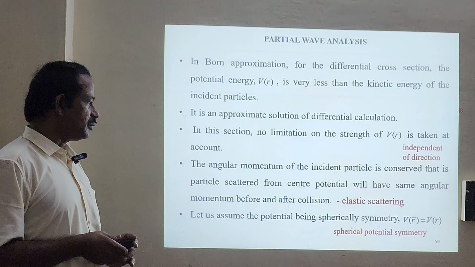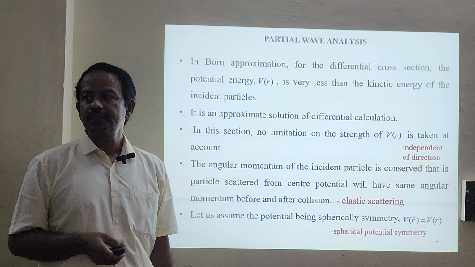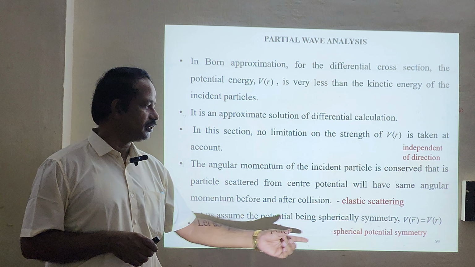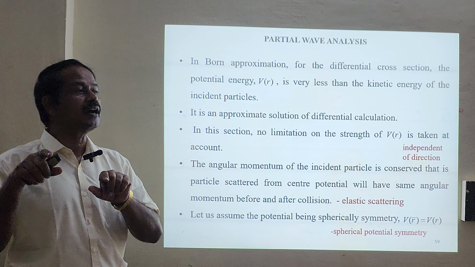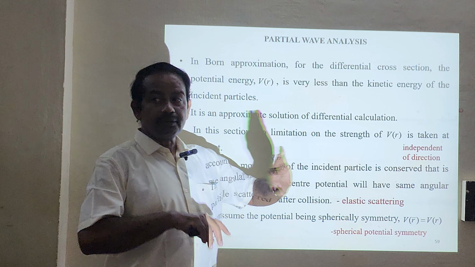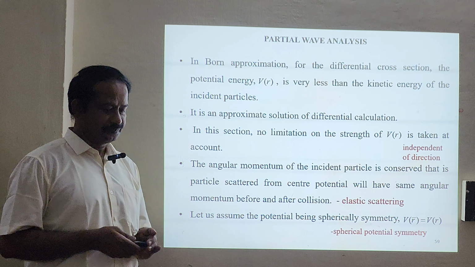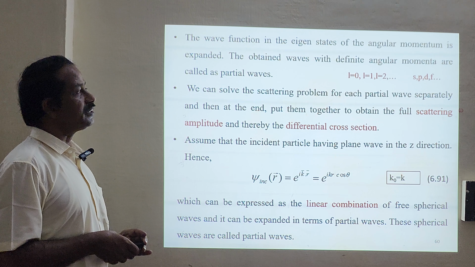Let us assume the potential being spherically symmetric. Of course, we know only then we can use spherical polar coordinates. So we are going to have spherical potential symmetry, in which the condition will be V of r vector equals V of r. Irrespective of the direction, it will be the same. So independent of direction. The wave function is expanded in the eigenstates of the angular momentum.